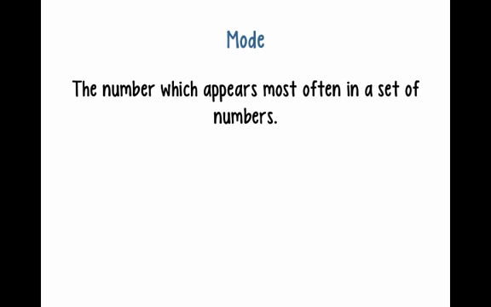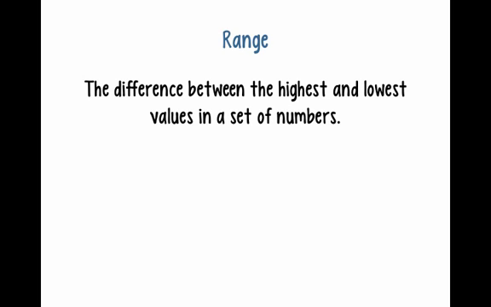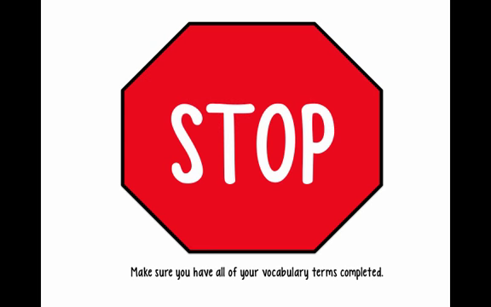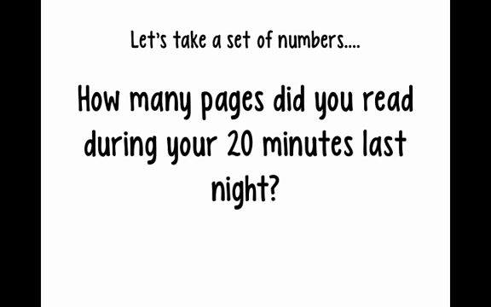The mode is the number that appears most often in a set of numbers. And the range is the difference between the highest and lowest values or numbers in a set of numbers. Okay, at this point go ahead and stop. If you need to rewind or pause for a minute to make sure you have all your vocabulary filled in, that's fine.